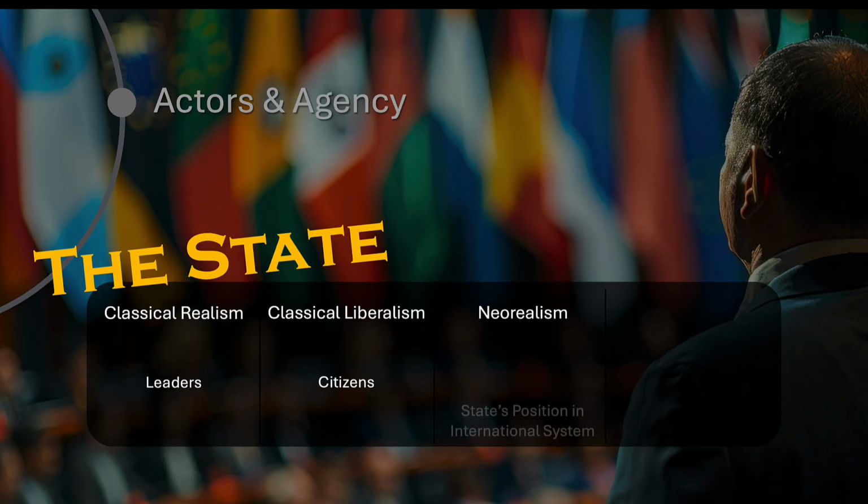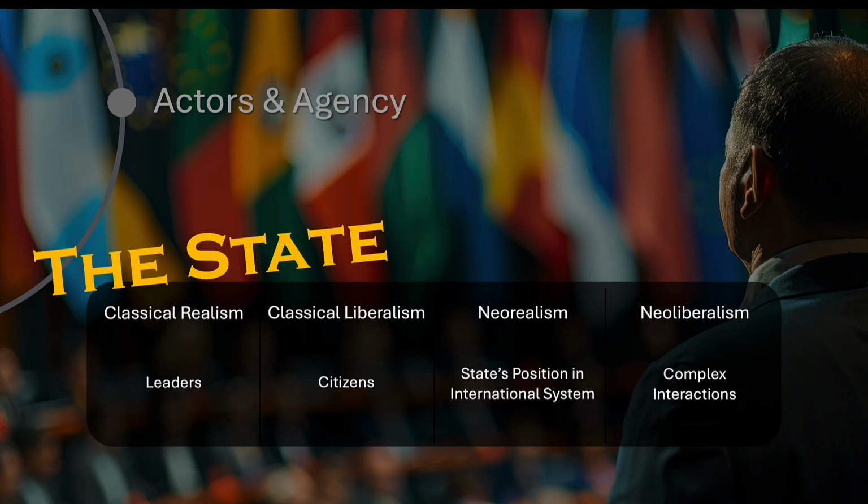Now, contrast that with neorealism. Here, states are black boxes. Their internal politics are irrelevant. It doesn't matter if a country is a democracy or a dictatorship. What matters is their position in the international system. Under this framework, agency is minimized and structure becomes destiny. All states, large or small, must play the same survival game.